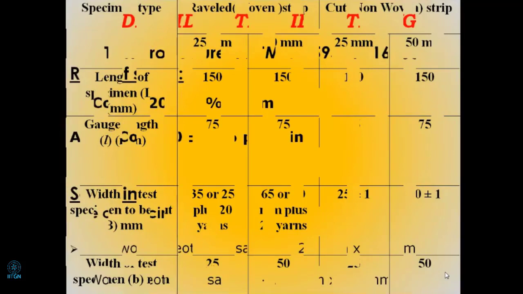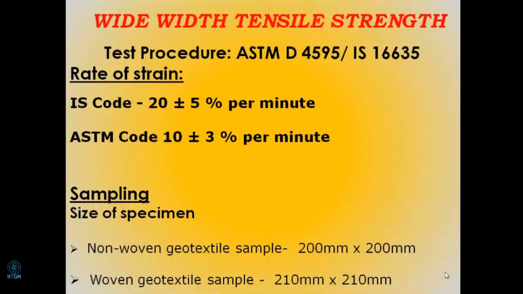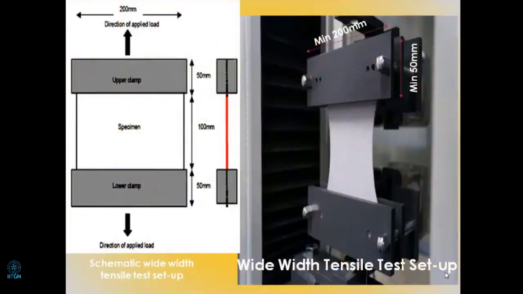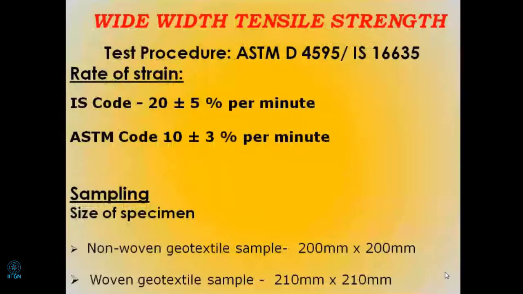Next is tensile strength based on the wide width method as per ASTM D4595 and IS 16635. The rate of strain varies depending upon the methodology in the different codes. As per the IS code, it should be 20 plus minus 5% per minute. As per ASTM, it should be 10 plus minus 3% per minute. The specimen size in the case of non-woven is 200 mm by 200 mm, and in the case of woven, it should be 210 mm by 210 mm.